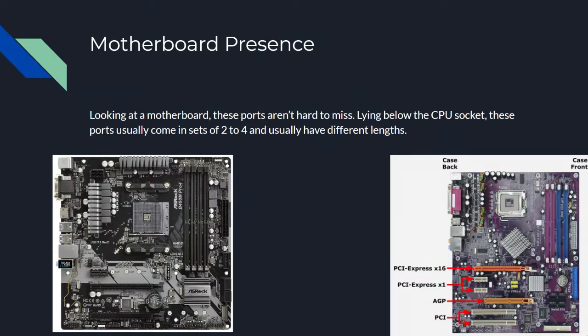On the left, we have the ASRock B45M motherboard. If you look at the CPU socket, the square around the middle, and look down, there's a small rectangle, a large one, and then a slightly less large rectangle. And on the right here, we have an older motherboard, and this one actually has the different ports labeled. You can see the longest one is PCIe X16, the smallest ones are X1.